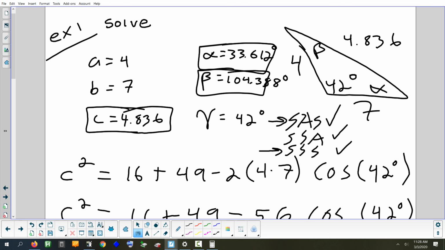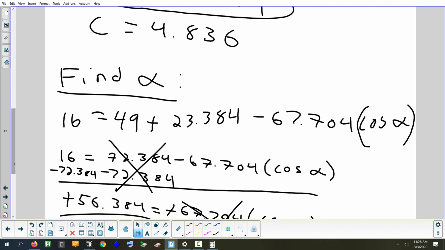Let's just check. Biggest side is with the biggest angle. Yep. Smallest with the smallest. That's good. And that's how you do law of cosines. That problem covers both things that can happen in the law. One thing that can happen is you're given the angle and you solve for the side. That's what we did. The other thing that can happen is you're given the side and you solve for the angle.